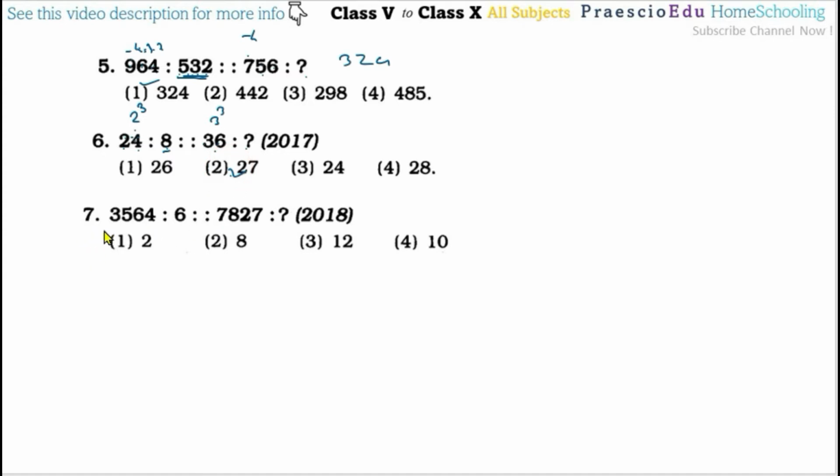Now question number 7: 3564, and then 6, 7827, and then question mark. So we have to add all the digits: 3 plus 5 is 8, 8 plus 10 means 18, and 18 divided by 3 is 6. Likewise 7 plus 8 is 15, plus 9 is 24, 24 divided by 3 is 8. So 8 is given in option number 2.